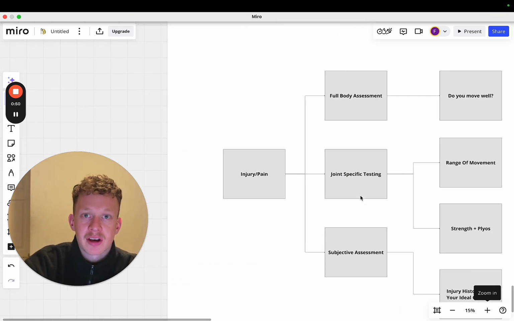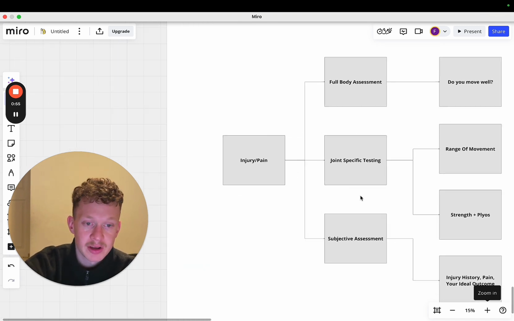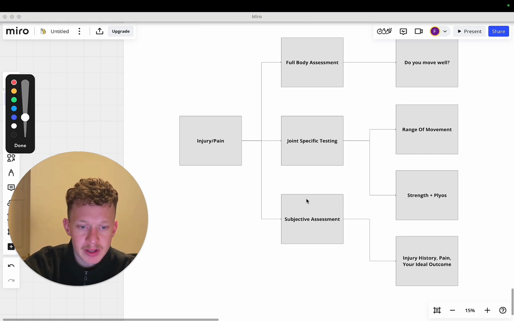A simple framework I like to use to break down what might be happening for people, which is what I go through with clients, is a really simple 3-step process. Number one, subjective assessment, but you can ask yourself these questions as well.